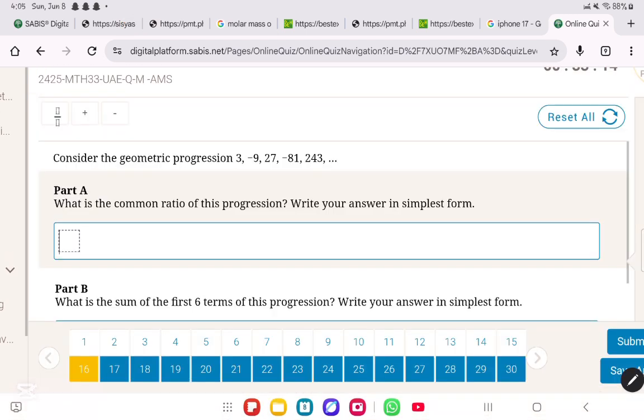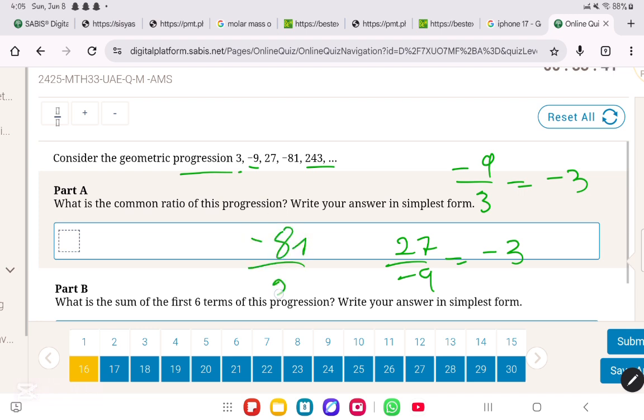We move on to question number 16. It says, consider the geometric progression 3, minus 9, 27, minus 81, 243. They ask what's the common ratio of this progression. How do we find it? You can take any term and the term before it and divide them. So minus 9 divided by 3 will give us minus 3. Or 27 divided by minus 9 will give us minus 3. Or minus 81 divided by 27 will give us minus 3. As long as they are consecutive.